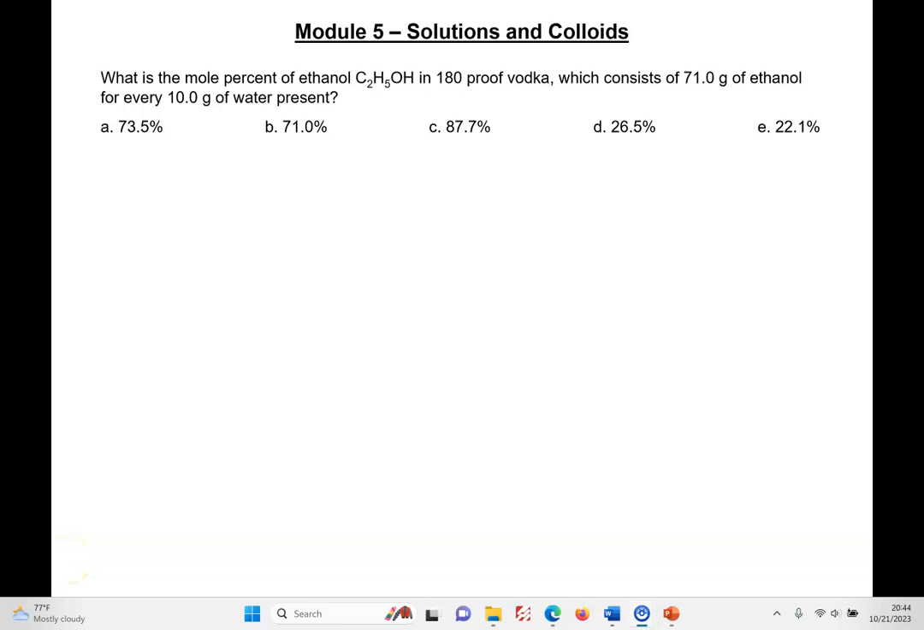This is part 2 of the Module 5 Problems for Students. We'll pick up where we left off. What's the mole percent of ethanol, C2H5OH, in 180 proof vodka? And they give us the composition of that solution, 71 grams of ethanol and 10 grams of water.